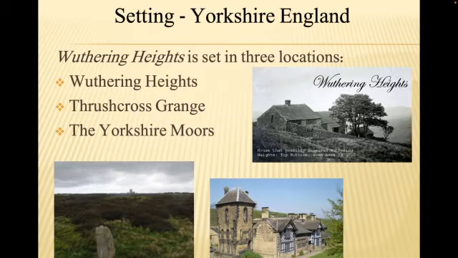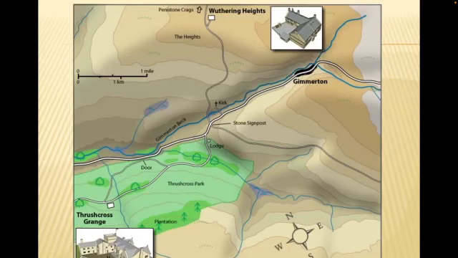Now, we are in Yorkshire, England for reality, but also Wuthering Heights is set there as well. In fact, it's set in 3 locations, not just the Yorkshire moors, but we also have 2 homes called Wuthering Heights and Thrush Grange. So if we're looking at a map of this fictitious place, it looks quite a bit like the hometown that Emily herself would grow up in.